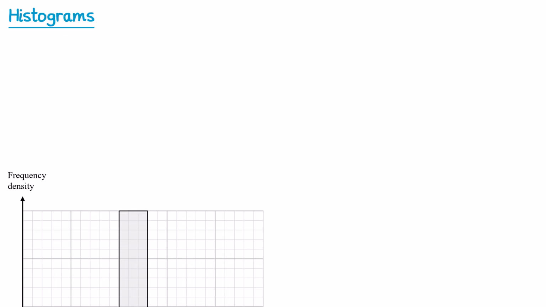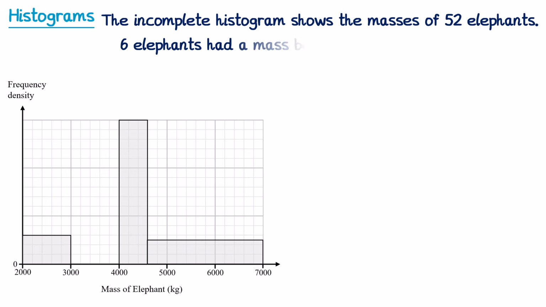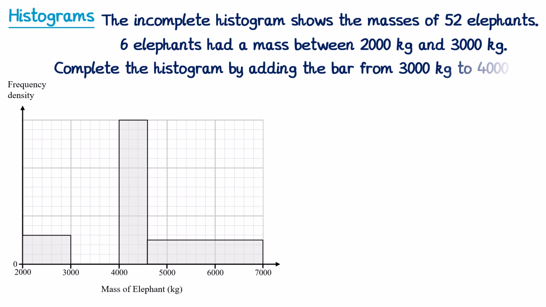For the next question, we have this histogram here, and we're told the incomplete histogram shows the masses of 52 elephants. 6 elephants had a mass between 2,000 and 3,000 kilograms, and we're going to complete the histogram by adding a bar between 3,000 kilograms and 4,000 kilograms. It's possible to solve this question using area and not working out frequency density at all. We've been told that 6 of the elephants had a mass between 2,000 and 3,000 kilograms. That means that this bar here represents 6 elephants.